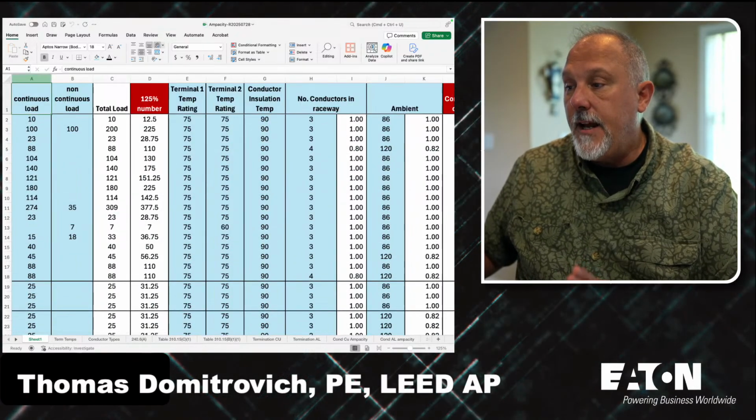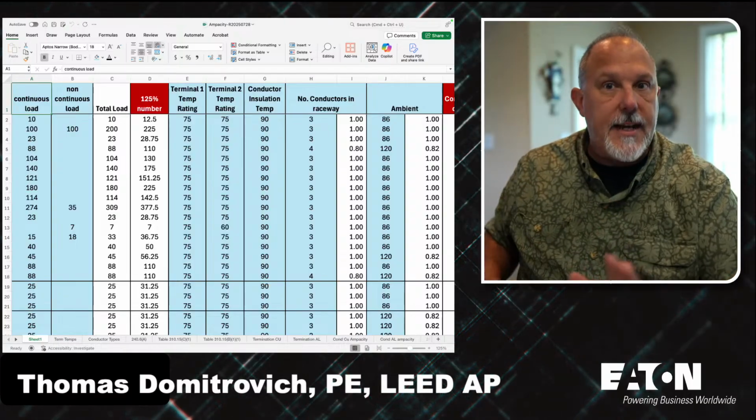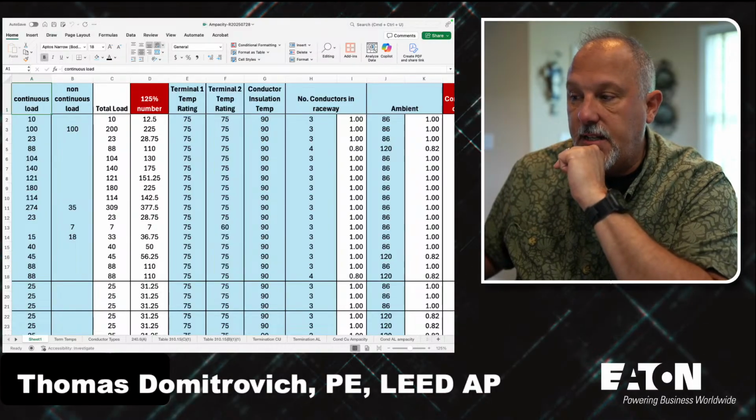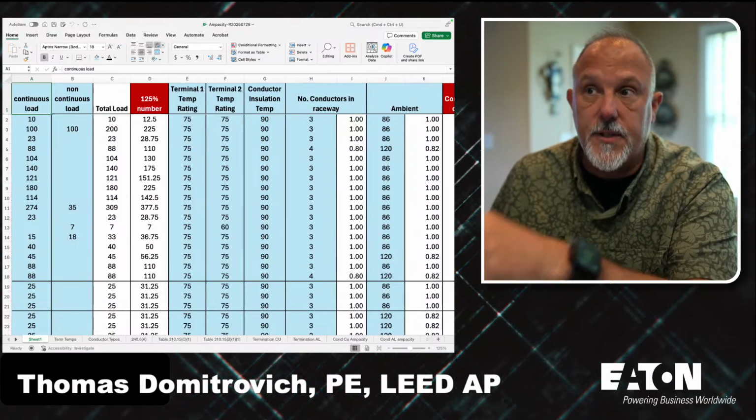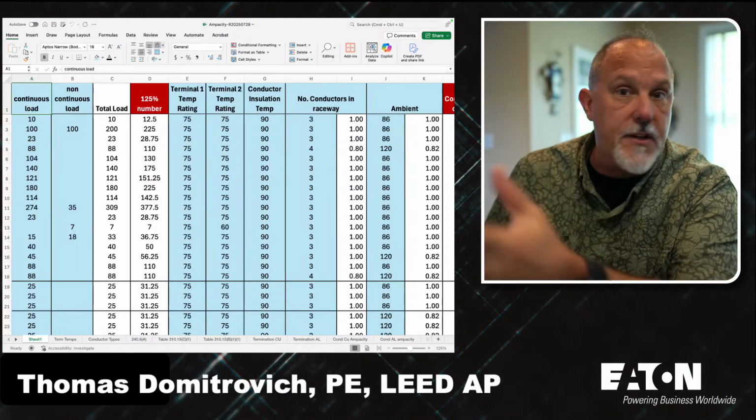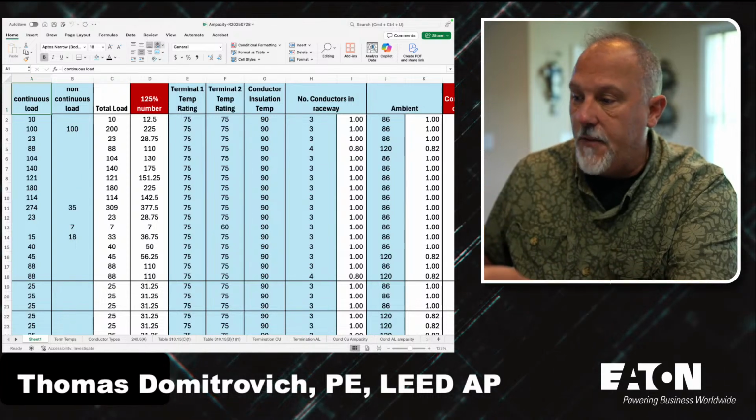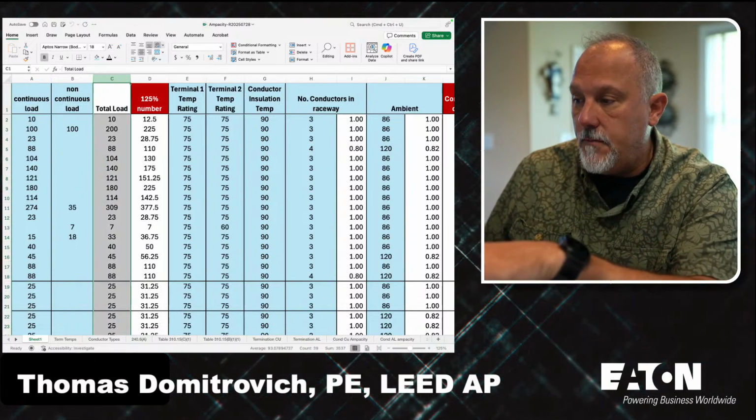Anything that's in the powder blue is where I enter data. So I have my continuous and my non-continuous load. It all starts there. You have to understand what is continuous, what is non-continuous, what portions of your load. If it's all continuous, if it's all non-continuous, we've got to figure that out. I calculate the total load.